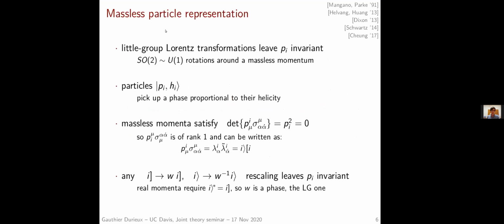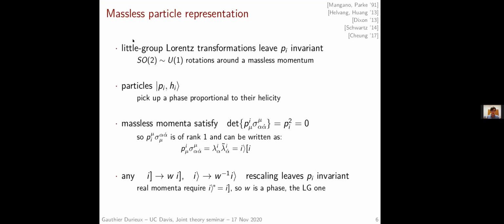But first, let me tell you a bit, or remind you a bit, about the massless and massive spinor formalism before we can go on with that program. So the massless spinor formalism, the representation of massless particles, is basically by now textbook material, and you find very nice reviews here in case you're not very familiar with that.